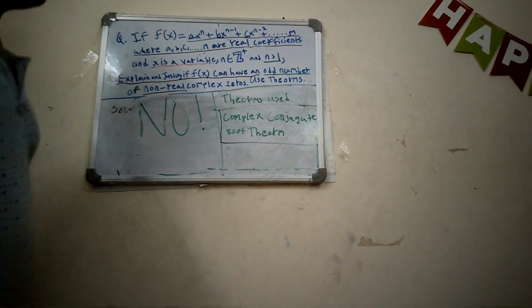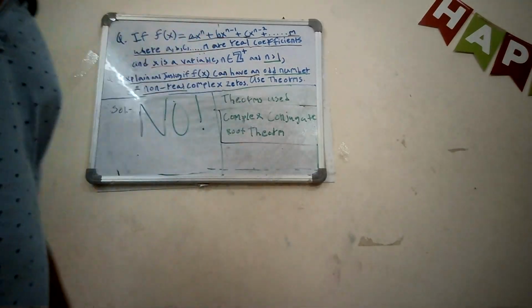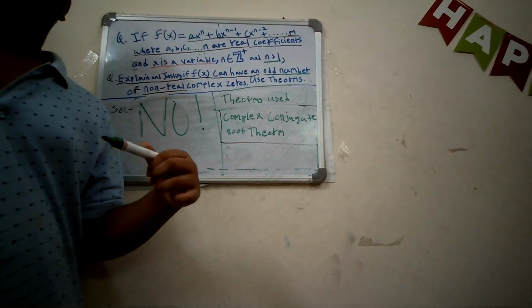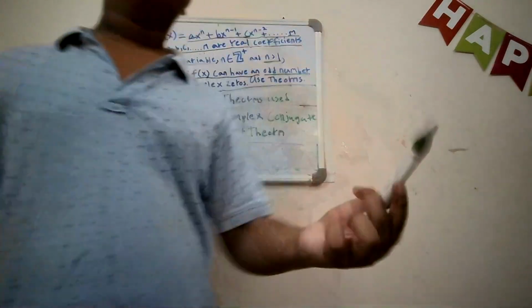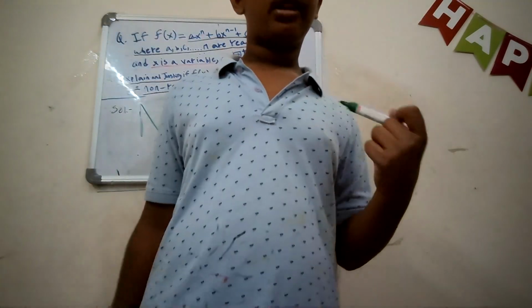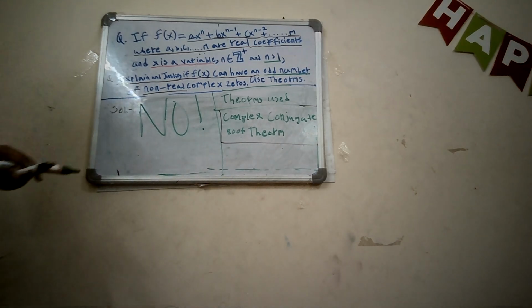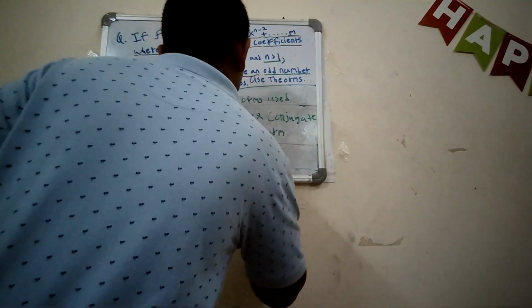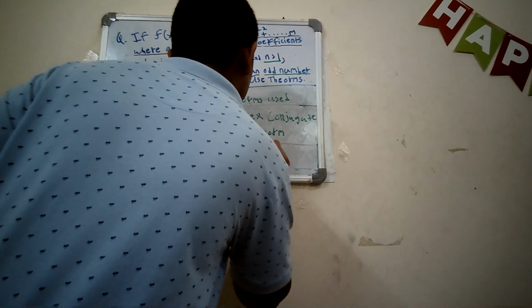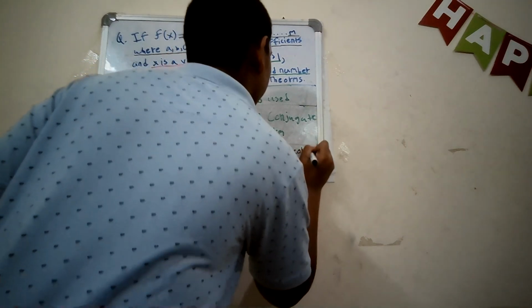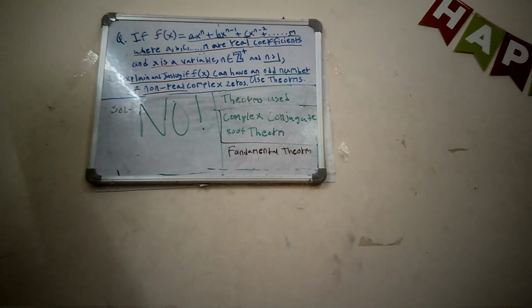And this is a theorem called the fundamental theorem of algebra. Like for example, if z to the n is equal to a constant k, then the equation would have n solutions. But this is not related to this. Okay? But I think we should add one more theorem. Let's see. Fundamental theorem of algebra.